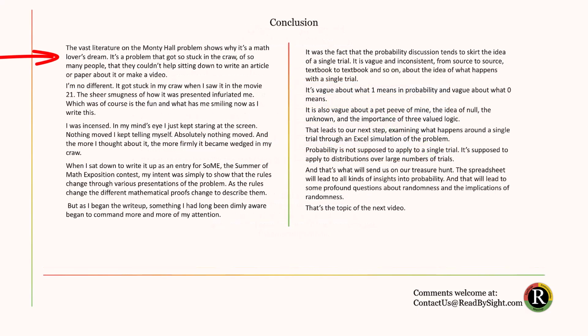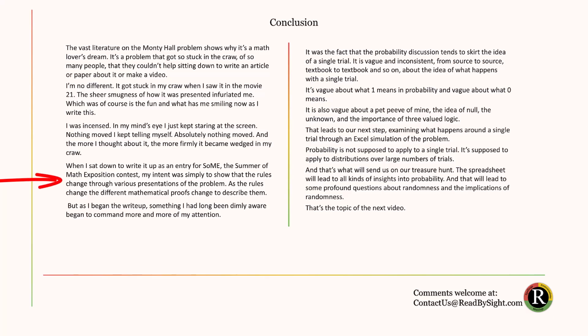So the vast literature on the Monty Hall problem shows why it's a math lover's dream. It's a problem that got stuck in the craw of so many people that they couldn't help sitting down to write an article or paper about it or make a video. And I'm no different. It got stuck in my craw when I saw it in the movie 21. The sheer smugness of how it was presented infuriated me, which is, of course, the fun and what has me smiling right now. I just couldn't let it go. I was incensed. In my mind's eye, I kept staring at the screen. Nothing moved, I kept telling myself. Absolutely nothing moved. And the more I thought about it, the more firmly it became wedged in my craw.